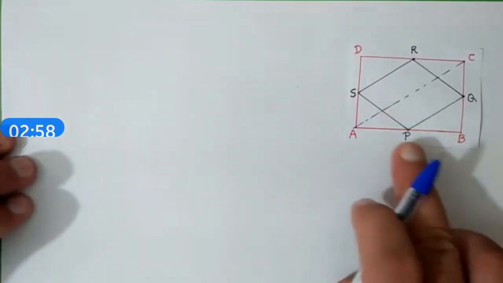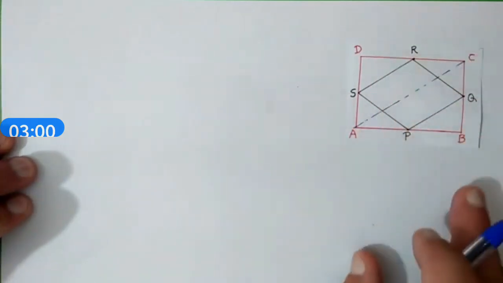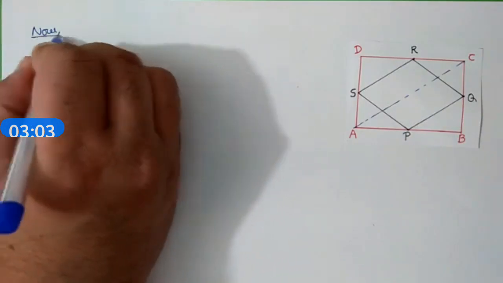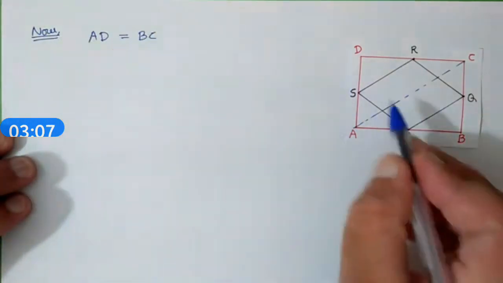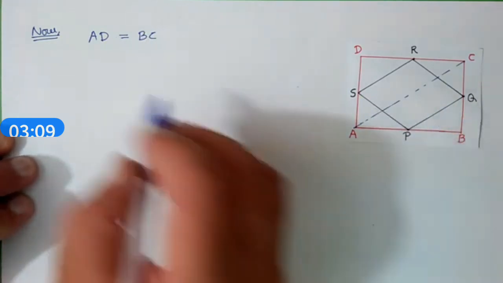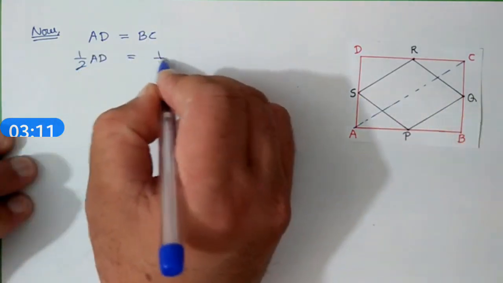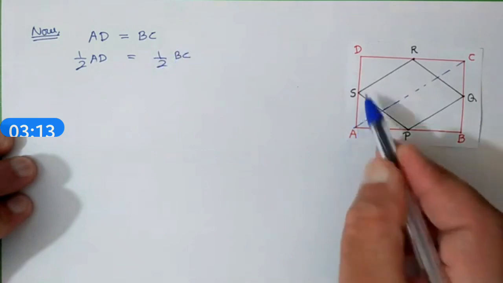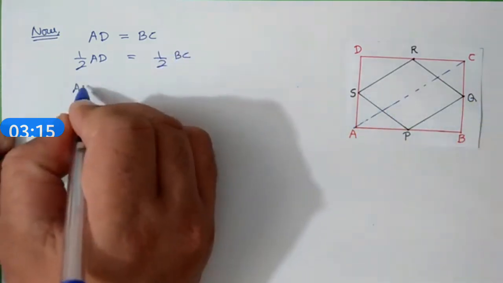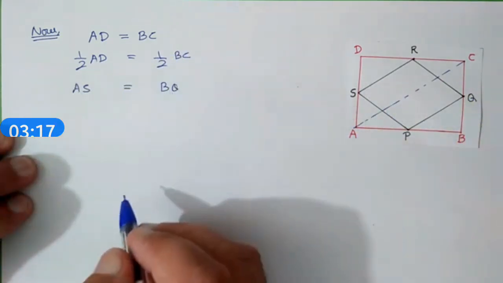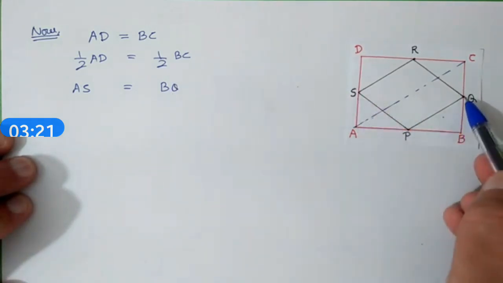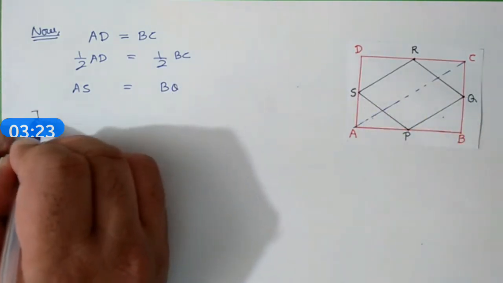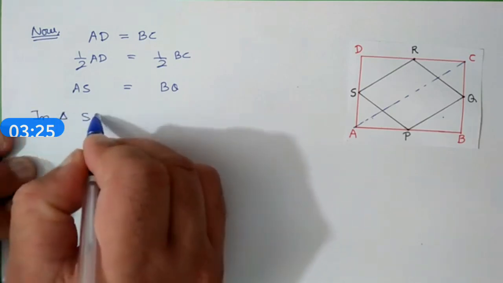So proving the adjacent sides equal, first of all we will see AD is equal to BC because these are the opposite sides of a rectangle. Now half of these will also be equal. Take half both sides. Half of AD is equal to half of BC. So S is the midpoint of AD, so it will come AS, and BQ will be half of BC. So students, you are getting AS equals BQ.